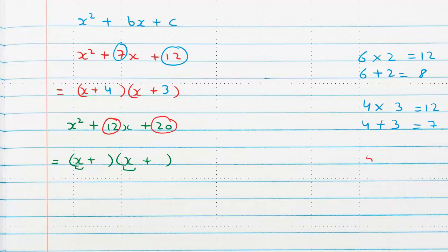Well, we can take a look at 5 times 4, that is 20. 5 plus 4, that is 9. So that is not the answer. Then we take a look at 10 times 2, that is 20, and 10 plus 2, that is 12. So this is perfect for us. So we have x plus 10 and x plus 2.